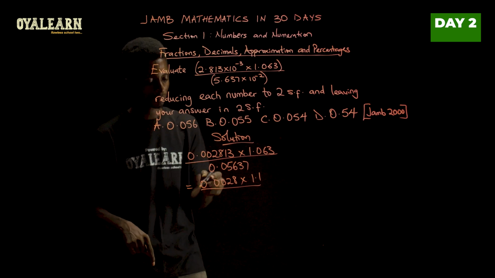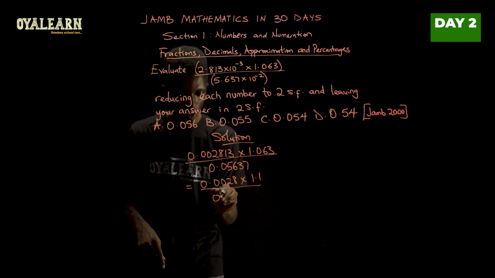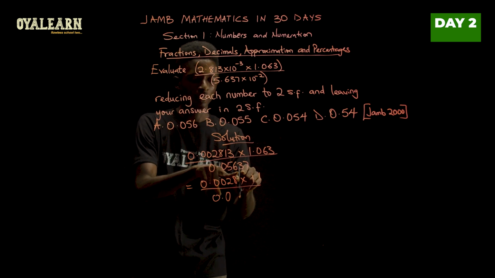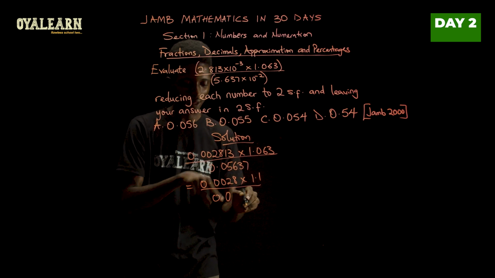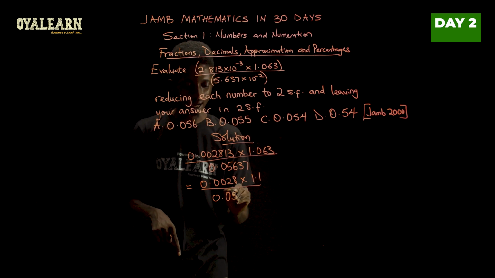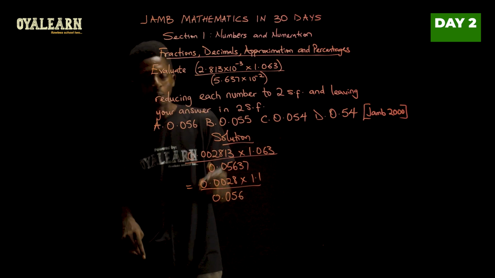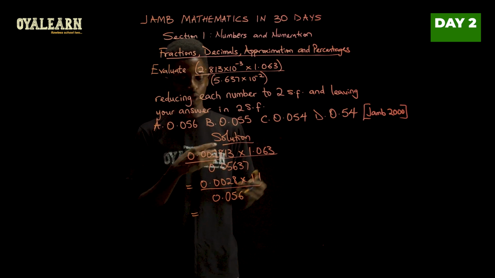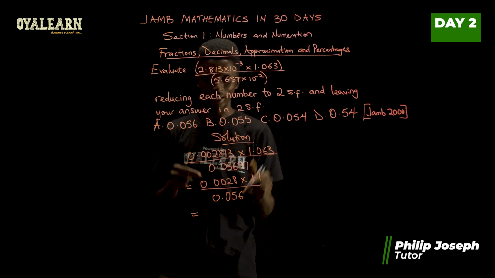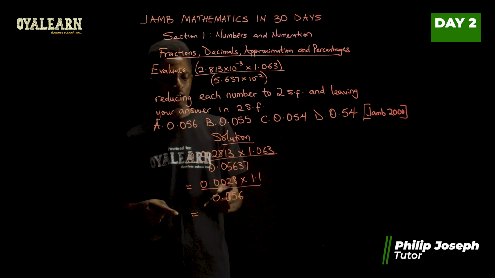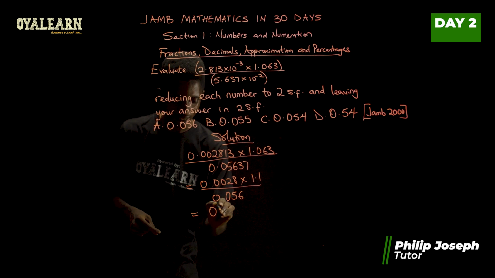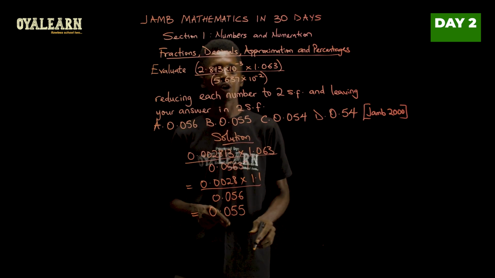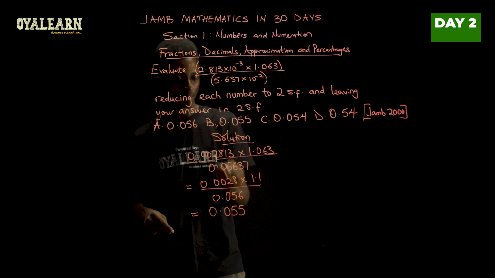All divided by, here we would have 0.0. Now this is the first and then the second. Then the next one is a 3, which means we round down, so that is 0.056. Now, when you punch this into your calculator, 0.0028 times 1.1, then the answer divided by 0.056, you would get 0.055, meaning the correct option is B.